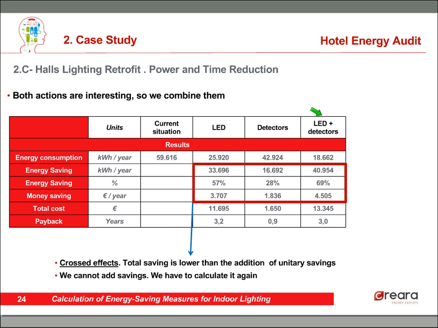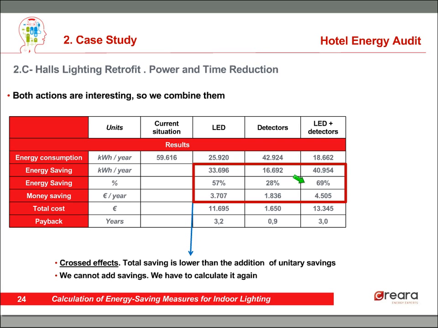What we have to take into account here is that the total savings are lower than the addition of the unitary savings. We have an energy saving of 57% for the LED change, 28% for the detectors, and the total saving is 69%. If you add 57 and 28, the addition is higher than 69. The total saving is lower than the addition of unitary savings.